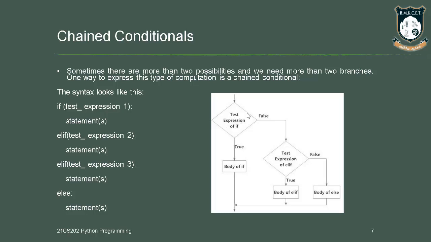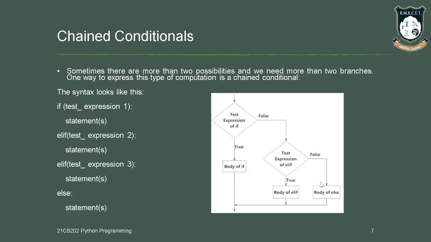If the first test expression is false, it will go to the next expression. If that is true, the body will be executed, or if it is false, it will go to the next, and likewise it will go on. Here in chained execution you will use the elif statement. If the test expression is false, it will go to the elif statement. If that is false, it will go to the next, and likewise it will go on.